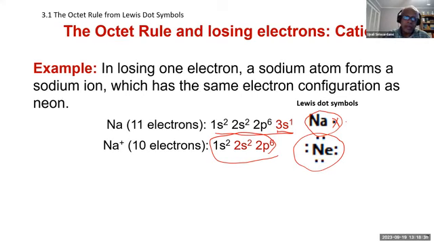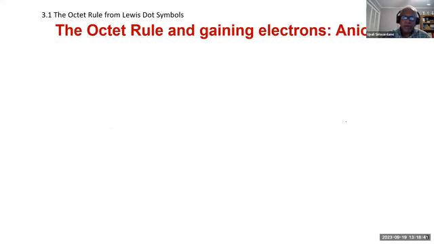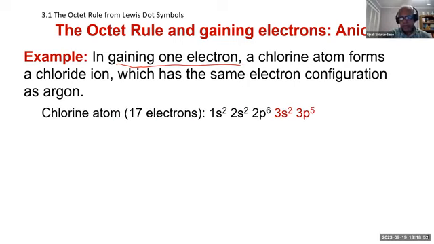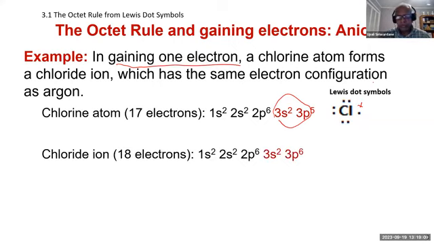So cations lose electrons and get the electronic configuration of the preceding noble gas. On the other hand, anions gain electrons, 1 or more electrons. For example, chlorine is gaining 1 electron. Chlorine has an incomplete octet here. It shows in the missing dot here. So it gains an electron and completes the octet of electrons. Non-metals gain.